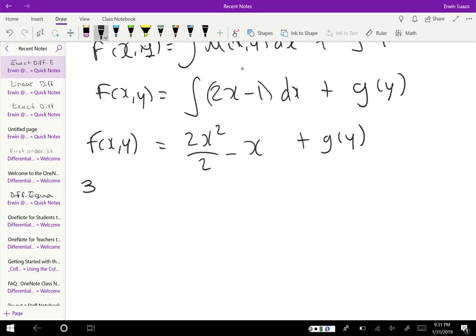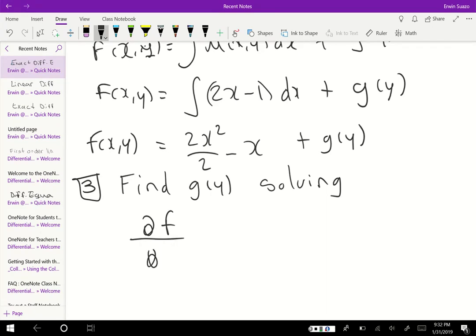So my third step is to find g of y. I need to find g of y, and for that I need to solve the derivative of f with respect to y equals N of xy. Okay, that's my third step.